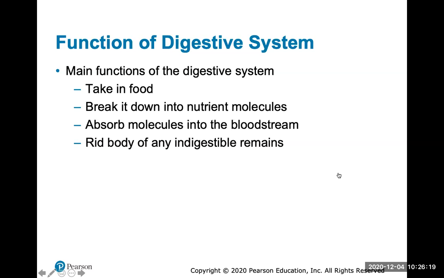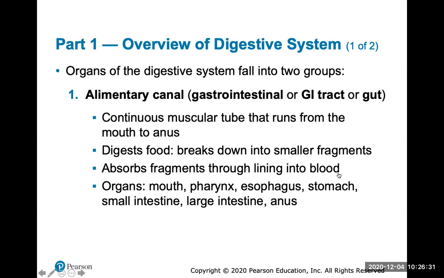Basically, it's taking in food and breaking it down to nutrient molecules that can be absorbed into the bloodstream and then eliminating any wastes that the body's digestive system cannot digest or absorb. The organs of the digestive system fall into either the alimentary canal, also known as the GI tract, the gut. This is the continuous muscular tube that runs from the mouth to the anus. This canal will digest the food, absorb fragments through the lining into the blood, and the organs are listed there that make up this one continuous long tube.